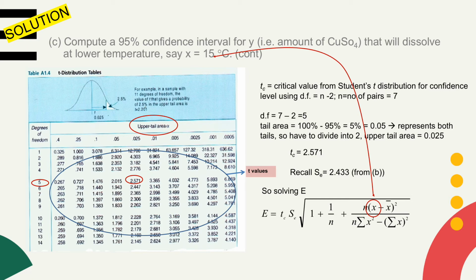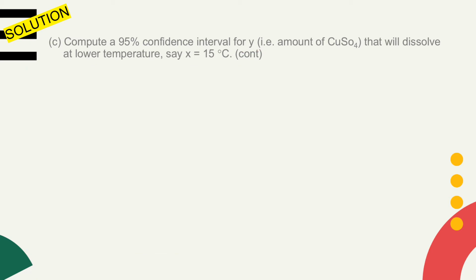And we have to find out the X value, which is given in the question as 15 degrees, and we substitute it into the E formula here. So eventually, we will have the value of E equal to 7.311. We are not done yet with the third question. So now we have solved the value of E, which is equal to 7.311.